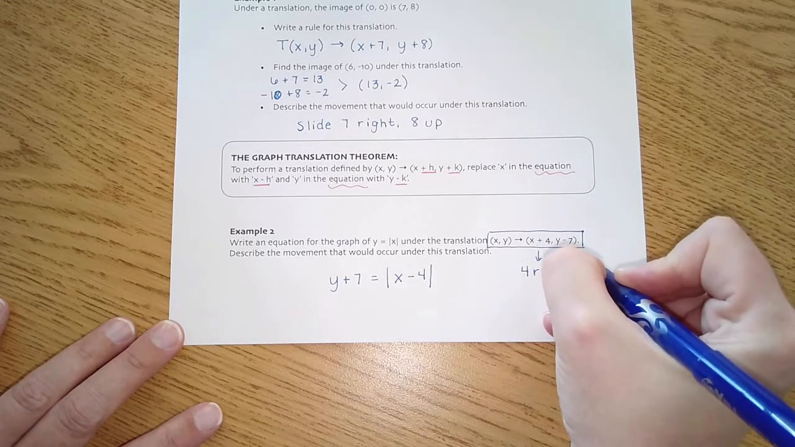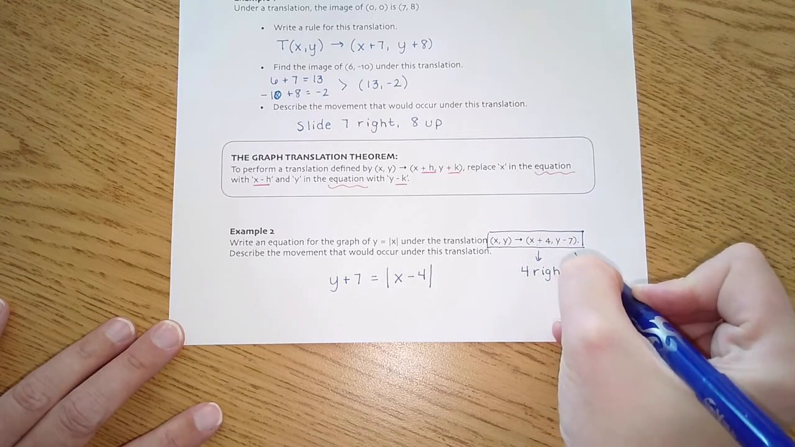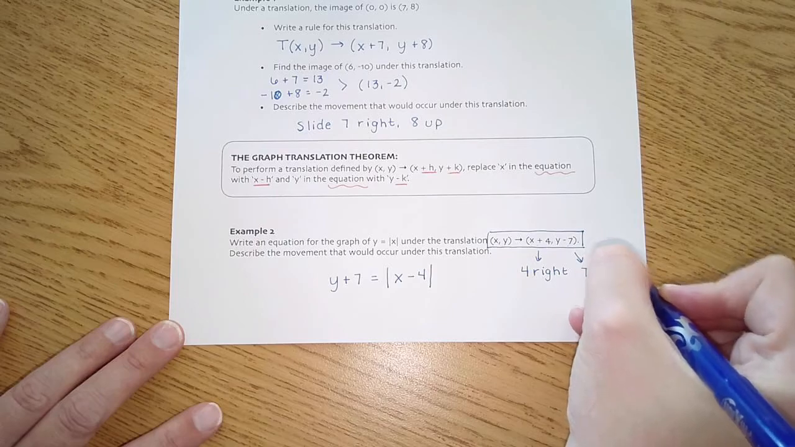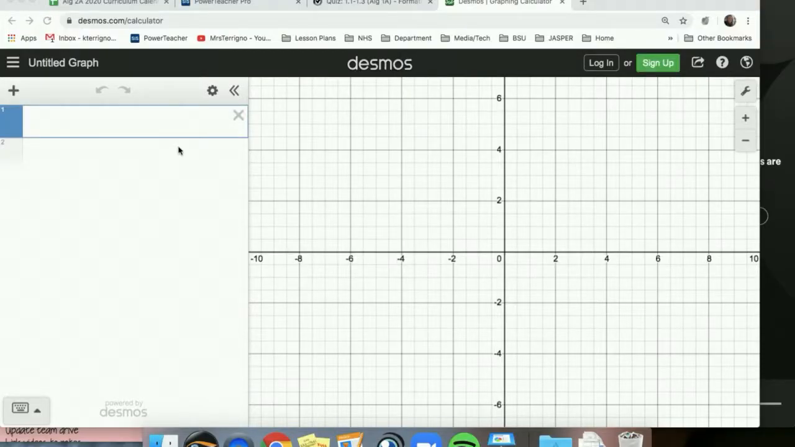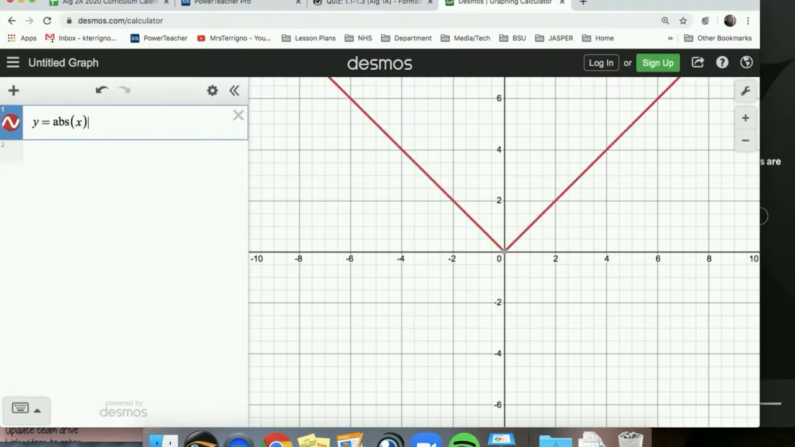And then I have y minus 7, which is going to move me 7 down. Okay, so here's what I'm going to do. I'm going to open up a Desmos tab here. So taking a look at our functions here, the original function was y equals the absolute value of x. And on Desmos, you type that in as ABS. We can talk about how to put that on your calculator when I see you in class again.